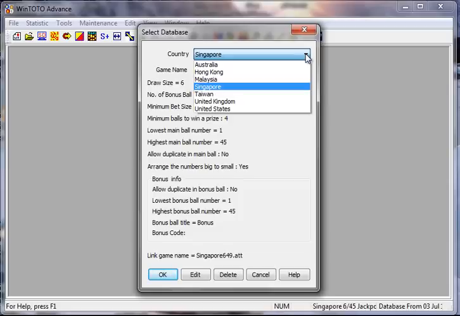So please take note that we have the following countries' data. So not only Singapore. When you get WinTOTO Advanced, you can get access to all these data as well.